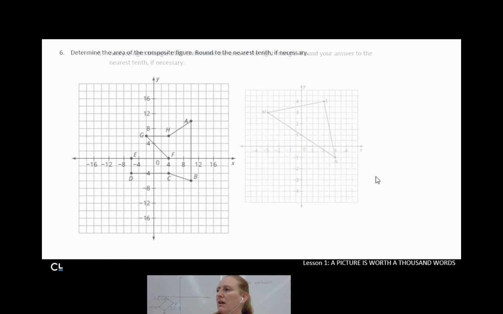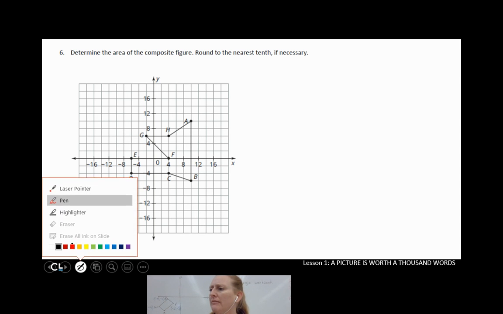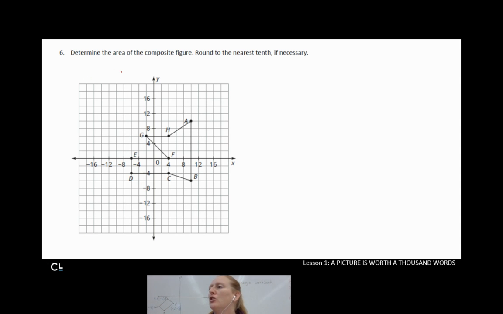Lovely. All right. Last one. You've made it this far. Number 6. Determine the area of the composite figure, round to the nearest 10th. Thank goodness it's asking for area, not perimeter, because I can get away with not using distance formula.